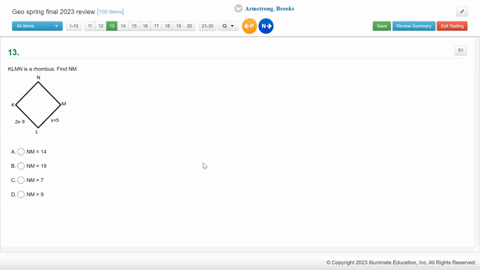Okay, in a rhombus, all the sides are congruent. So you can set those two sides congruent to each other. 2x minus 9 equal to x plus 5. Okay. So all these are congruent. And I need to try to find an m. So would I just do it like what I did last time? 2x minus 9? Yes. Minus 9 equals x plus 5. First thing I want to do is add 5.